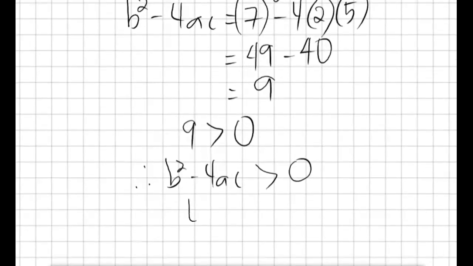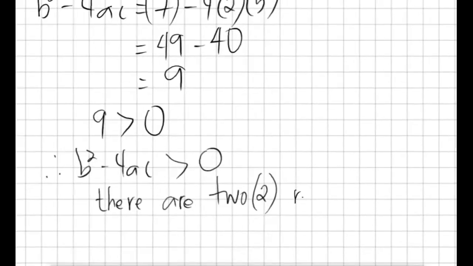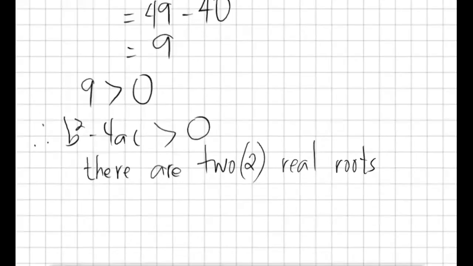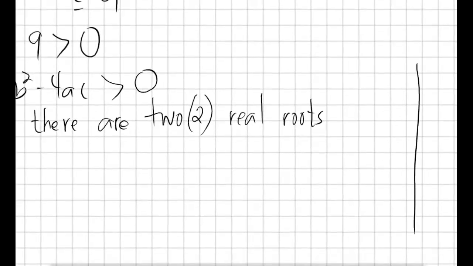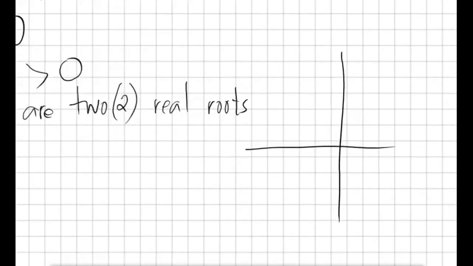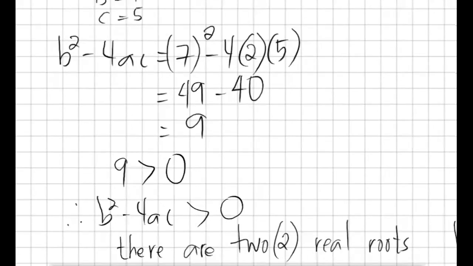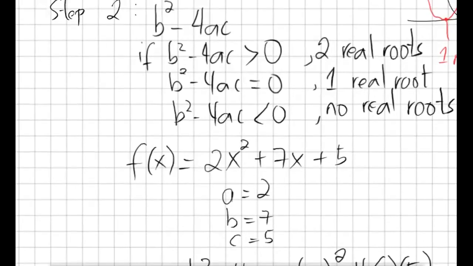So we can say there are how many roots? 2 real roots. This basically means that, for example, this is our Cartesian plane and this is our graph. It opens upward and it has 2 real roots. Now we are already done with step 2. Now let's proceed to step 3.